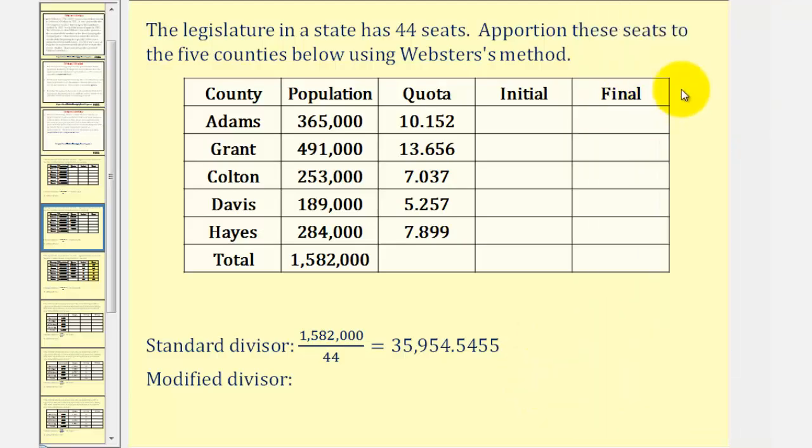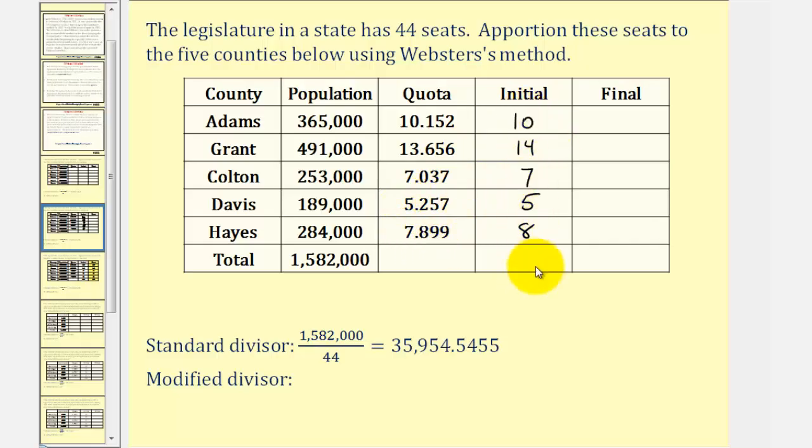And now for Webster's method, for the initial allocation, we'll round the quota to the nearest whole number. So if we have a 5 or more in the 10th place value, we'll round up. 4 or less, we round down. So for the first quota, we would round down to 10. For the second quota, we would round up to 14, again because of the 6. Here we would round down to 7. Here we round down to 5. Here we round up to 8.